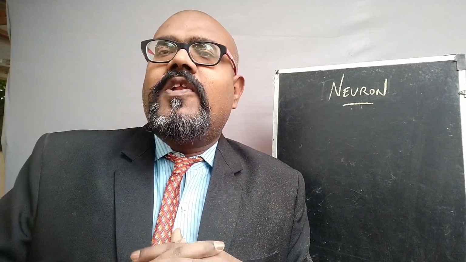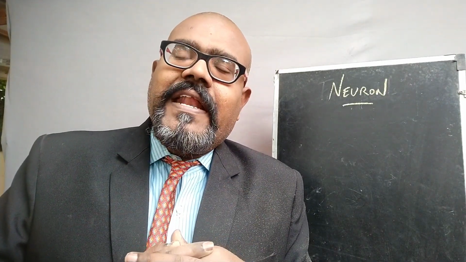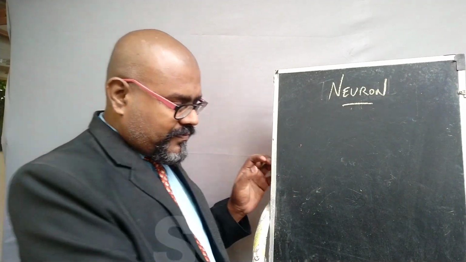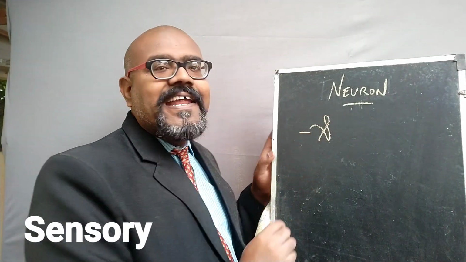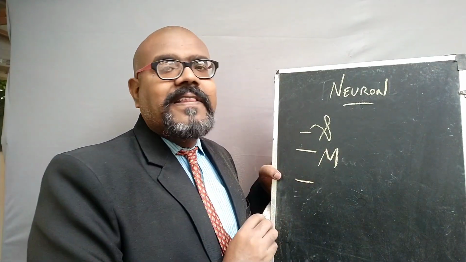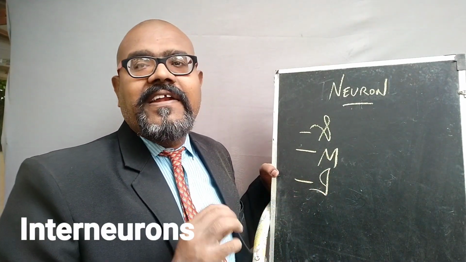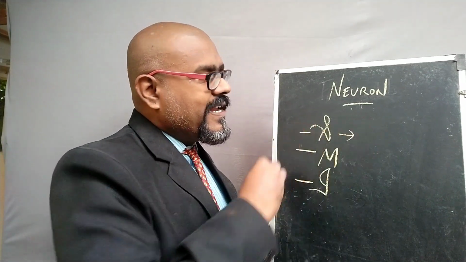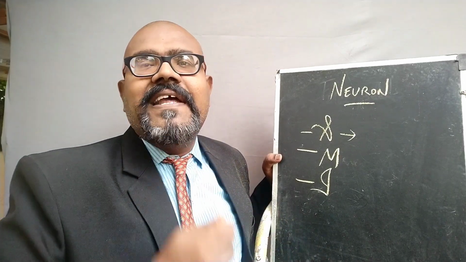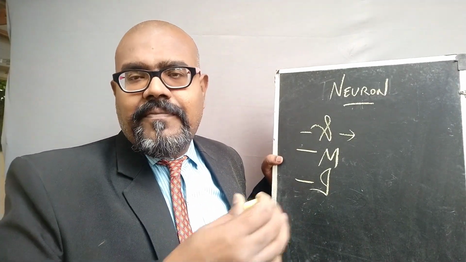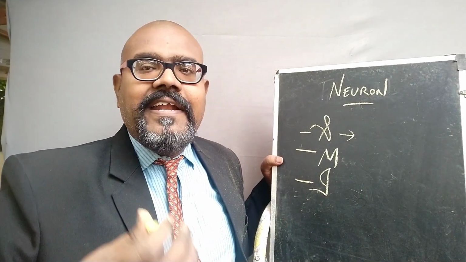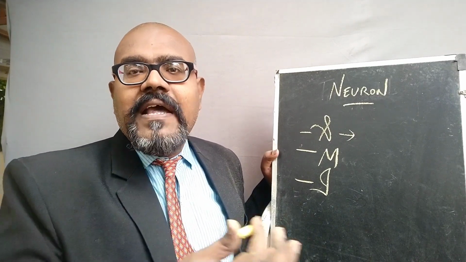According to their function, we can classify these neurons into three different types. One is the sensory neuron, second is the motor neuron, the third is the interconnect neuron. Sensory neurons, the name itself says, sense the information from the external environment. They receive sensory information like touch, light, sound. All these things can be received.